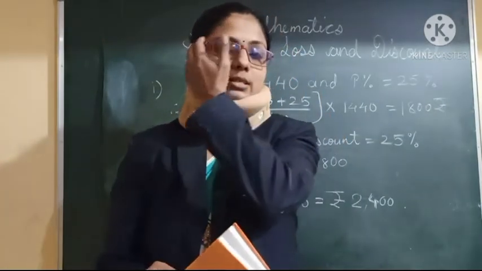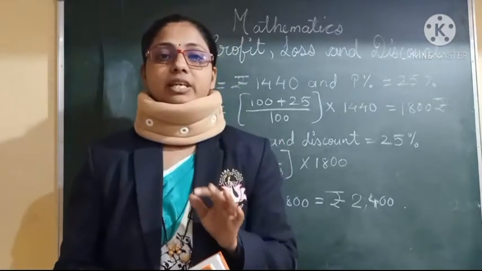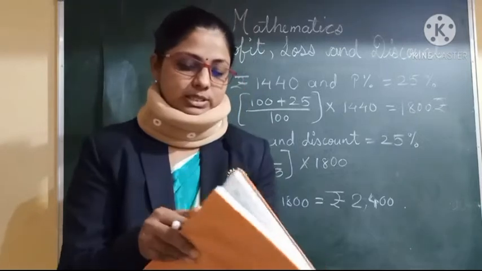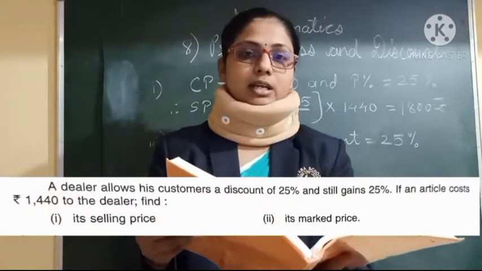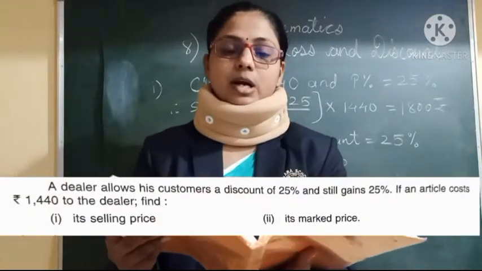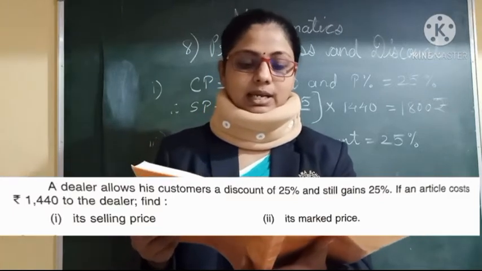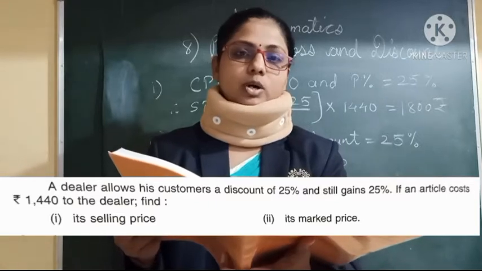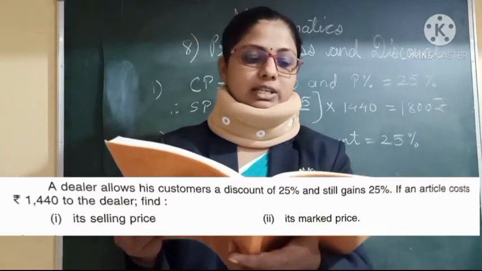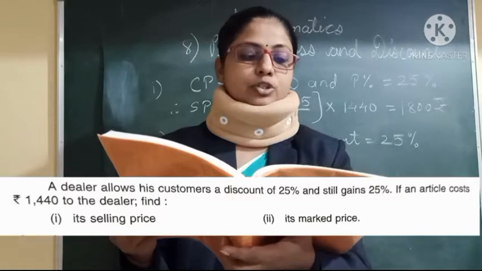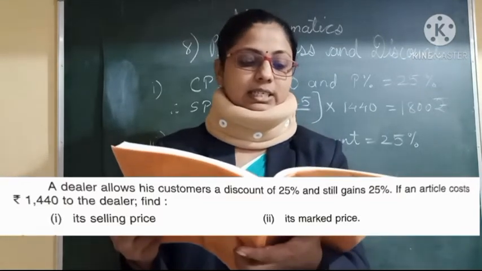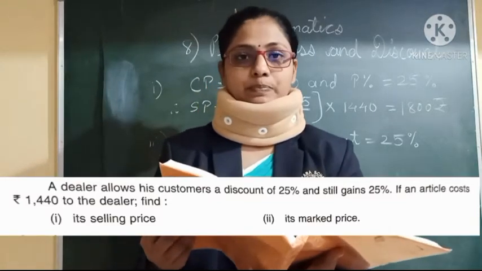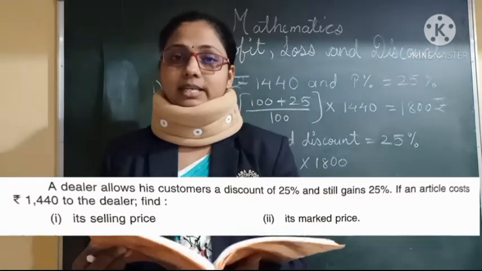Now let us discuss a different type of example about the discount. Okay, so let us have a look at this example. A dealer allows his customers a discount of 25% and still gains 25%. If an article costs rupees 1440 to the dealer, find its selling price, and second, find its mark price. So how are we going to solve this example?